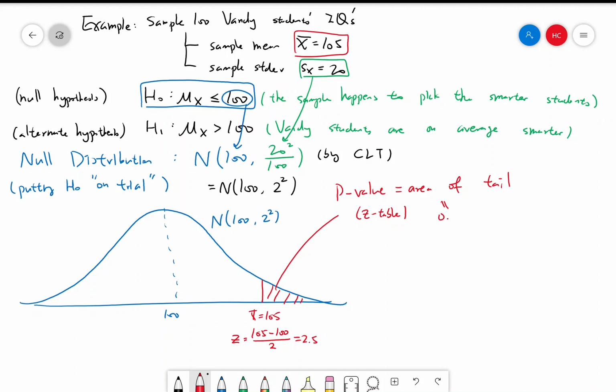So the p-value, looking for 2.5 on the z-table, is 0.0062. The fact that the p-value equals 0.0062 means that we are 0.9938 confident that the null hypothesis is false. Okay, so this is our conclusion for now.